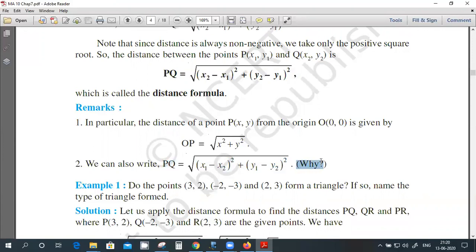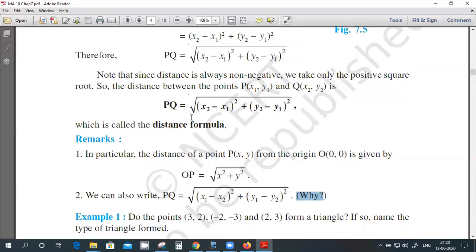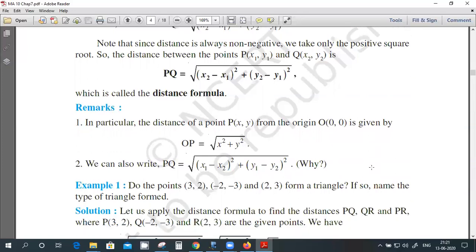Suppose that x2 is 5 and x1 is 2. Then 5 minus 2 is 3, so 3 squared. Here it is 2 minus 5, which is minus 3, squared. x1 minus x2 has no meaning by itself: x2 minus x1 is the length, but this is minus of the length. But since we are squaring it, the answer will not change. This is a mathematical concept.